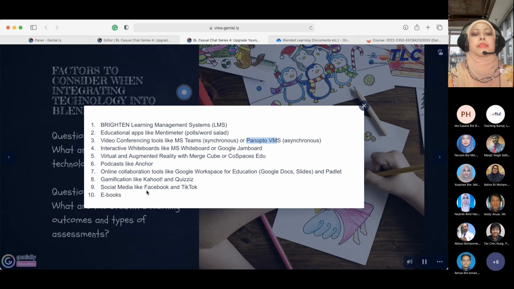And also, number 8, gamification. I believe most of you are familiar with Kahoot and also quizzes or perhaps Edpuzzle, Edmodo, and so on. So those are coming in to provide a sense of gaming. Even generally, we do have gaming. I'm sure Mentimeter can do that too.